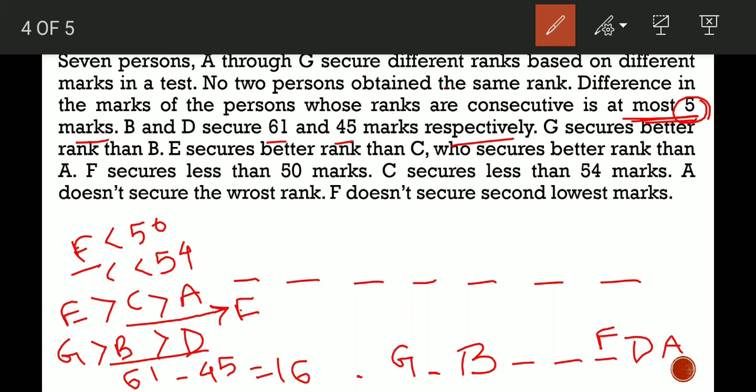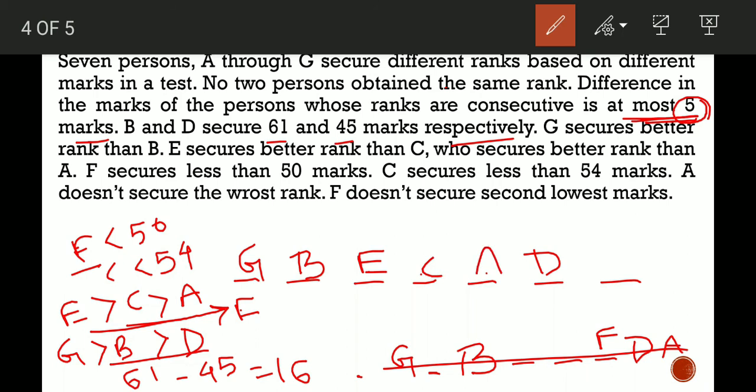So what could be the possibility? This type of possibility is not possible. So what is the other way? G has scored the maximum marks, after that B is there, and after 3 persons of B, D's position should be there. Now E is better than C, and C is better than A. So this could be possible if we place E, C and A at this position. The remaining one would be the position for F. Now the marks of B and D are given. So this is our final arrangement.